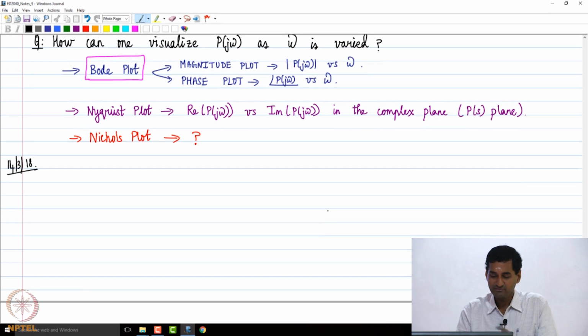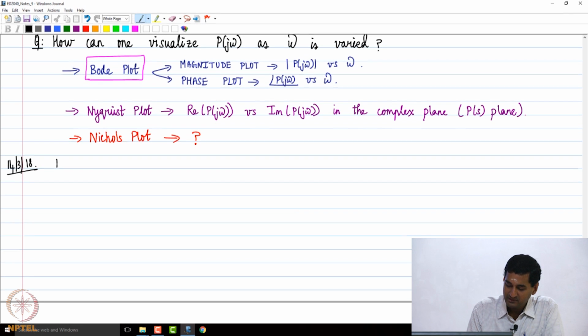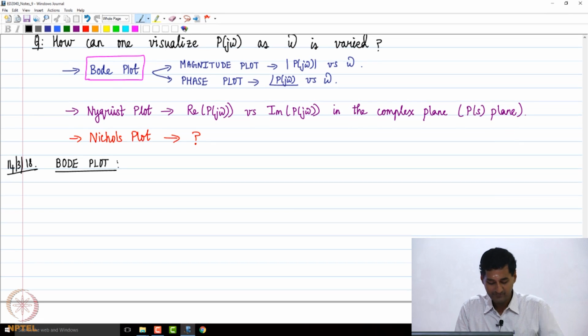So let's get started with the Bode plot today. First of all, how to plot the Bode plot, and then, once given a Bode plot, how do we interpret system characteristics from that plot. Those are the aspects which we are going to study now.